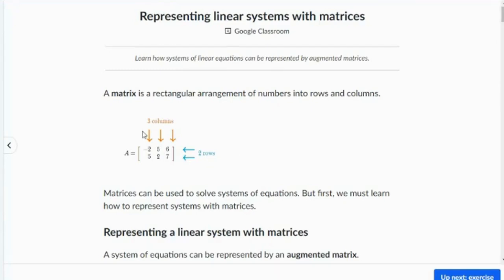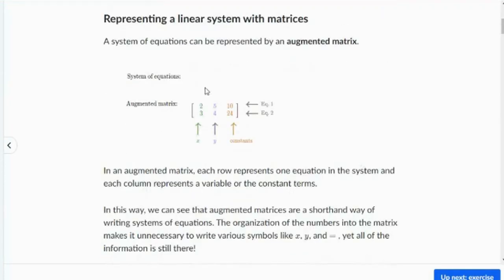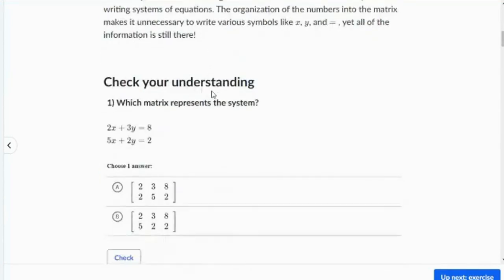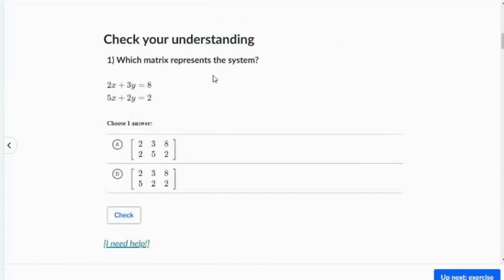Linear systems. So that has 2 rows, 3 columns. If we have a system of equations, where'd the graphic go? Right here. Which matrix represents the system? If you have a system of equations, 2x plus 3y equals 8, 5x plus 2y equals 2, all you do is take the coefficients, and that's what would be represented in the matrix.